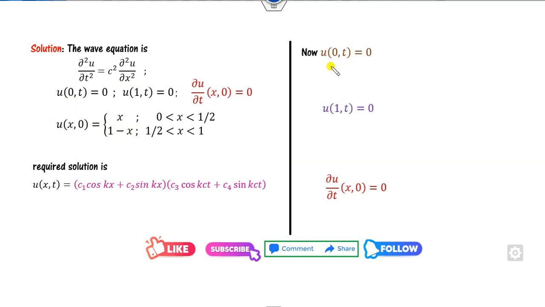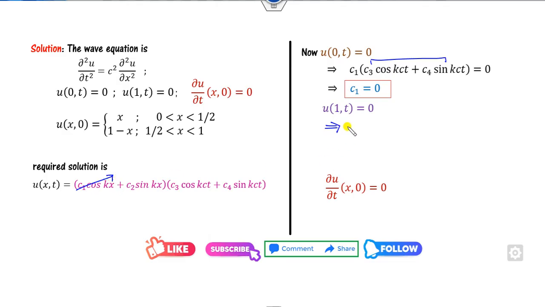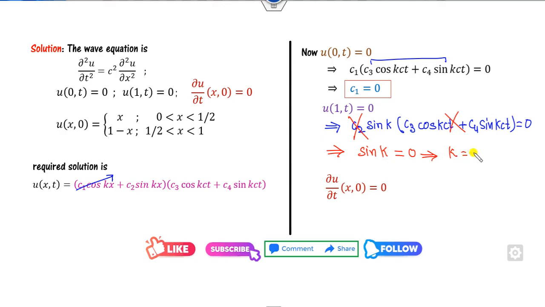So again, this is a similar case. When you substitute x is 0, you will again get c1 is 0 because this number can never be 0. Similarly, when I take x equal to 1, since c1 is 0, c2 sine k times (c3 cos kct plus c4 sine kct) is 0. Clearly this number can never be 0, c2 can never be 0, hence sine k will be 0. So can you find the value of k? k will be n pi.